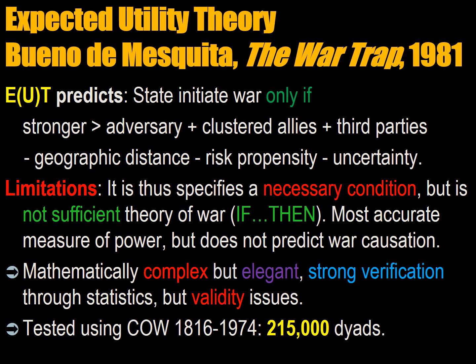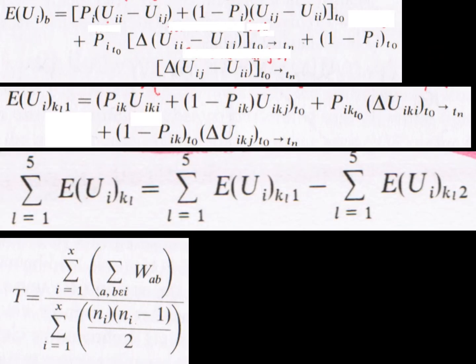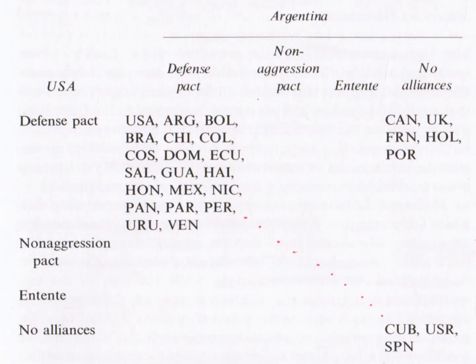So expected utility theory, a form of games theory, was tested on a correlates of war set of dyads, in which Bueno de Mesquita collected 250,000 country pairs to test his theory. These are the formulas for expected utility theory. It's actually much simpler than you think. This is a graph showing how Bueno de Mesquita estimated alliance aggregation. So you would create a chart like this and then get a number from the chart, and that number would be used to evaluate the strength of the alliance or the particular allegiance the country had.